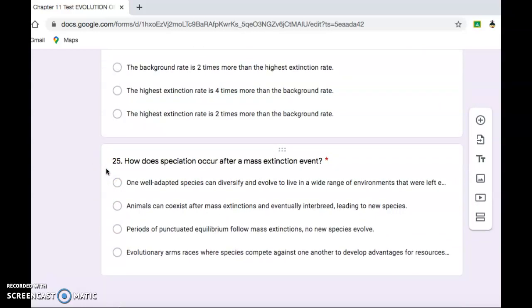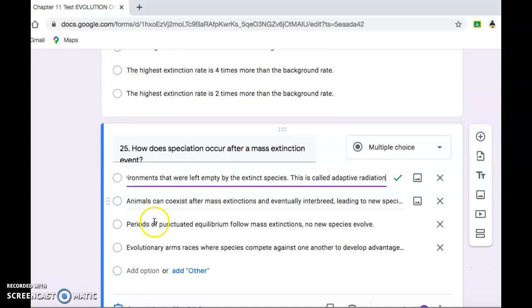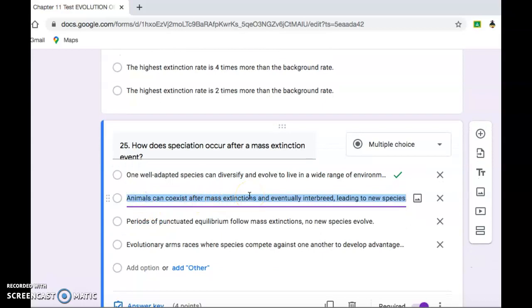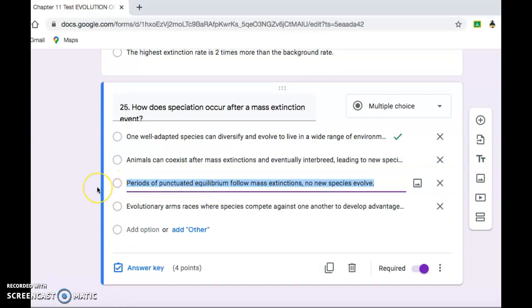And number 25. How does speciation occur after a mass extinction event? Once well adapted, species can diversify and evolve to live in a wide range of environments that were left empty by the extinct species. This is called adaptive radiation. Animals can coexist after mass extinctions and eventually interbreed, leading to new species. Periods of punctuated equilibrium follow mass extinctions.